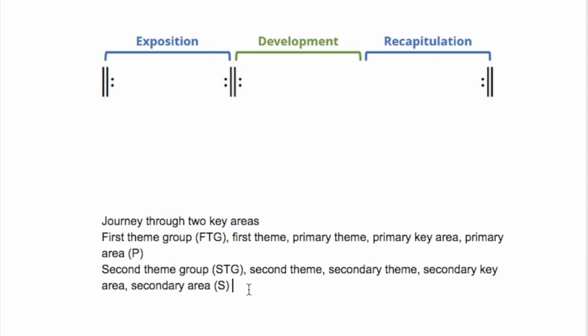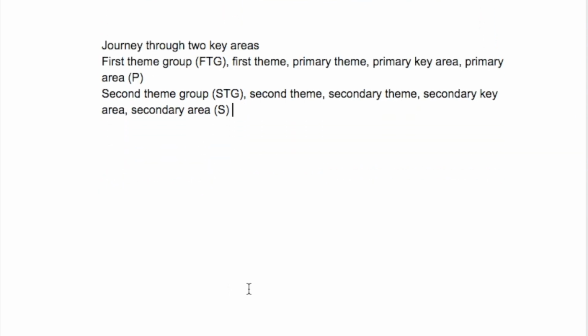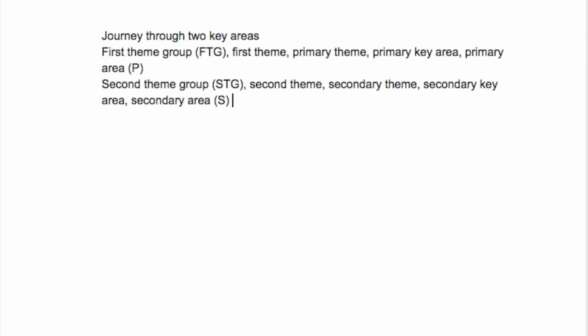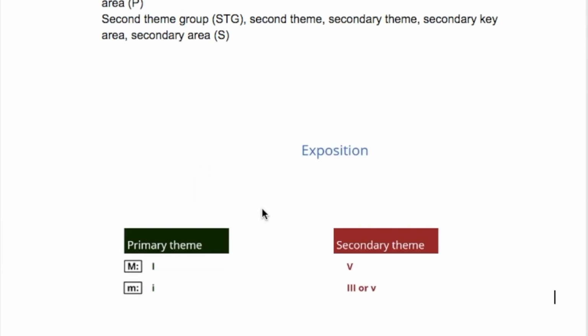Of course, there's more to that, but let's just use a chart that I made to quickly summarize this. So exposition, primary theme, secondary theme. And I also included the keys here. So if the sonata begins in a major key, the tonic, almost always in the secondary area, it's going to move to the key of the dominant.